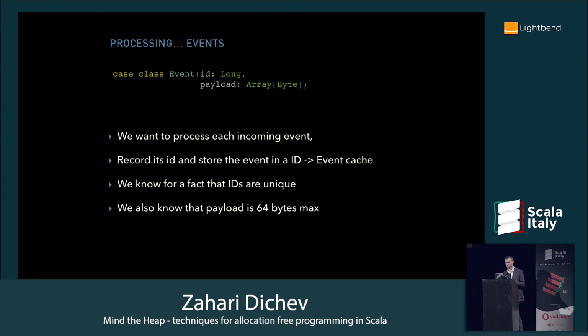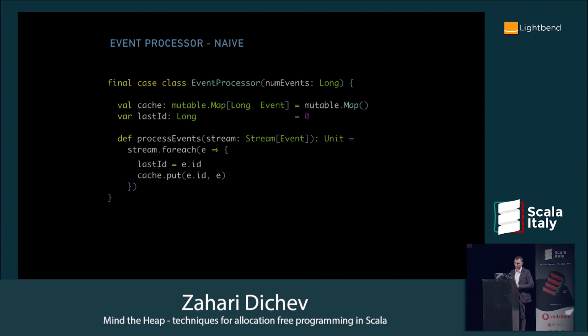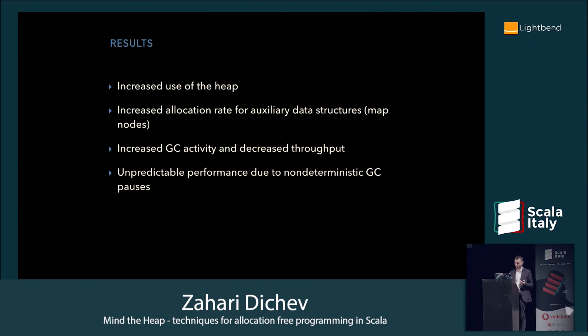That's not 64 bytes max, it's always 64 bytes. So a naive implementation, which is really not all that naive of such an event processor, might look something like this, right? We have a mutable map that's going to be our cache, and we get a stream of events, and for each event we record the last ID and put the event into the cache. Of course, if you do that long enough, you end up with a few interesting things.